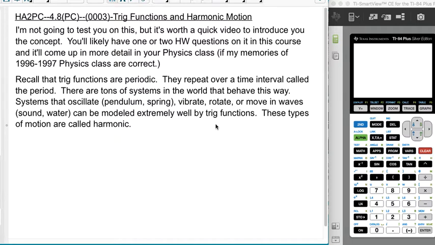You'll likely have one or two homework questions on this particular topic in this course, but you won't see it on a test, and it will likely come up in your physics class in more detail if my memories from my own 1996-1997 physics class are correct.